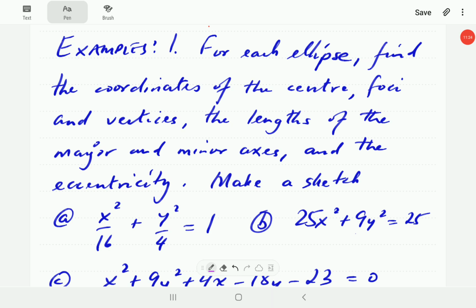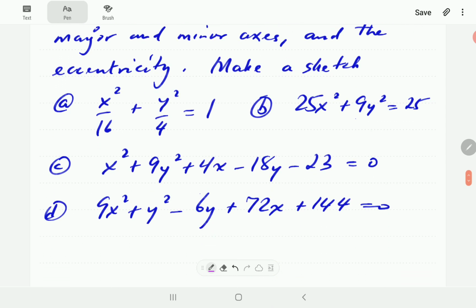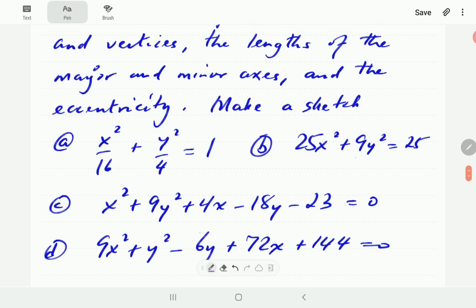Right, in this example, we're going to find the coordinates of the center and the vertices for each ellipse. We're going to find the length of the major and the minor axis. We're going to find the eccentricity, and finally we're going to make a sketch.